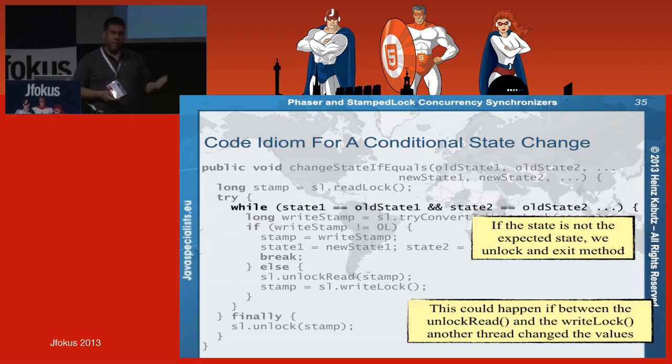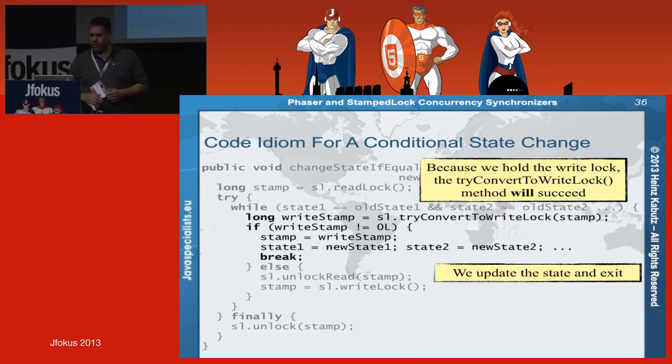And of course, what could have happened is that in the meantime, the state might have changed, because somebody else might have, in between my unlock read and my write lock, gone and modified the state. And if the state is not the expected state, we exit again. If it is still correct, what I do is I again call try convert to write lock. Because I now hold a write lock, it's going to simply return the current stamp. And then I'm guaranteed to be able to do the update and exit. Okay? So let's just see how this would apply to our point.